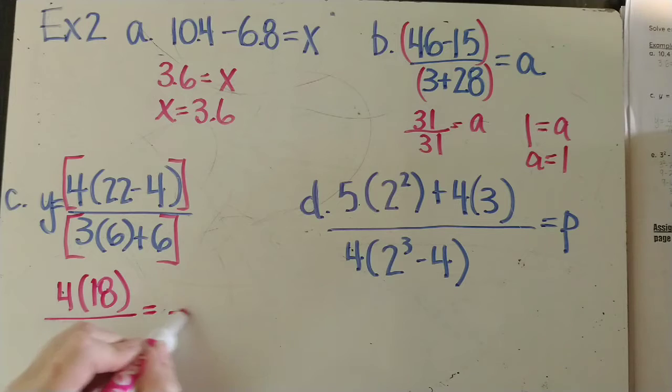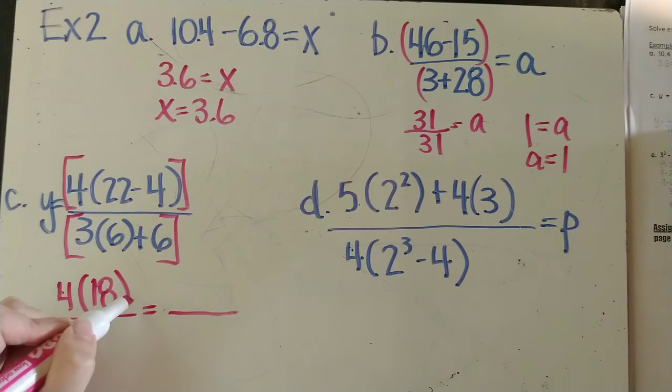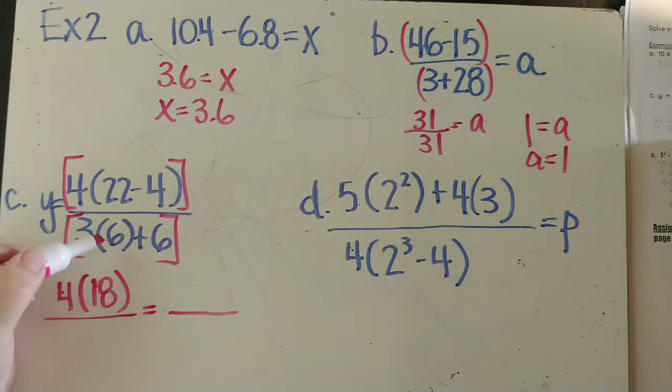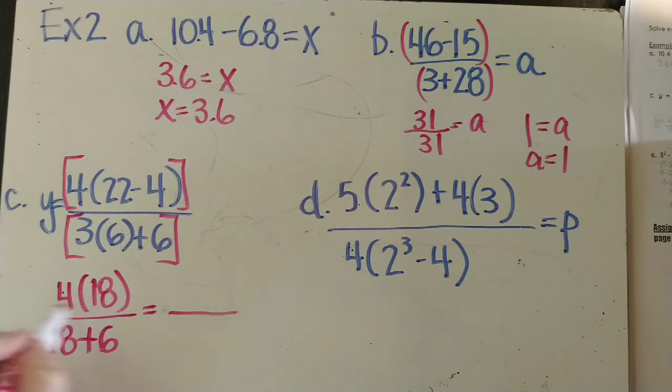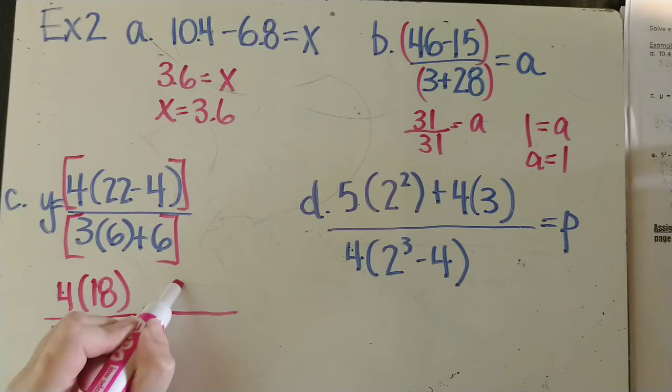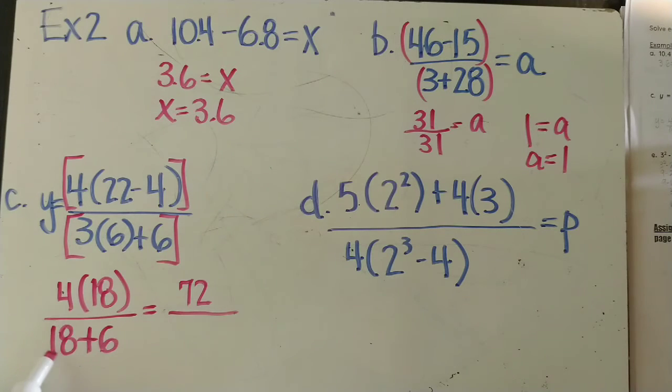And you can continue with the numerator if you want, or you can go to the denominator and start simplifying that. If I do that, I'm going to have multiplication first and then addition. 3 times 6 is 18. Now I'm going to continue simplifying. 4 times 18 is 72. And 18 plus 6 is 24.